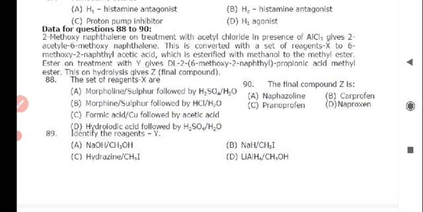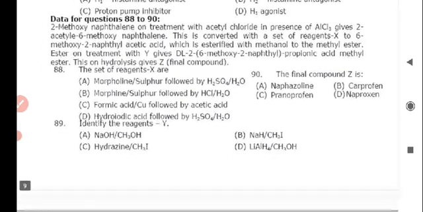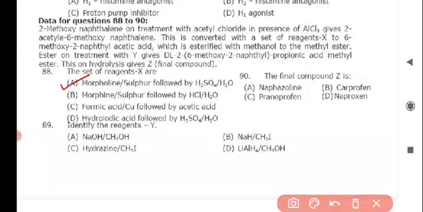Now the question is, the set of reagents X are, and the correct answer is option A, that is morpholine, sulfur followed by H2SO4 and H2O. Next question is, identify the reagent Y, and the correct answer is option B, NaH and CH3I. Next question is, the final compound Z is, and the correct answer is option D, naproxen.